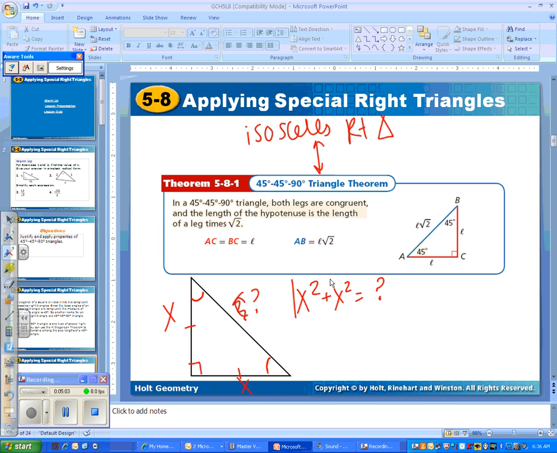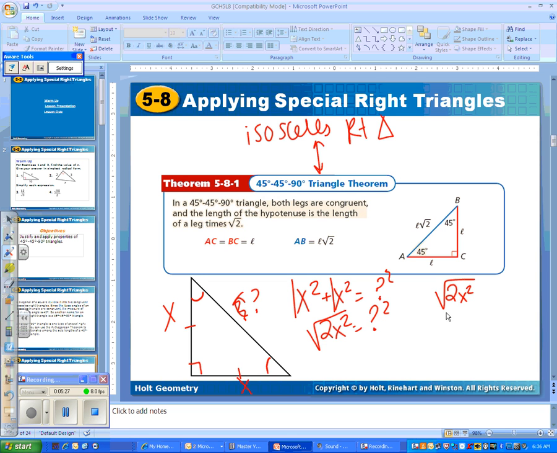1x squared plus 1x squared is 2x squared equals whatever the hypotenuse is squared. So then we have to square root it, correct? To find out what the hypotenuse is, we have to square root this side. So we have a radical 2x squared that we need to simplify, and whatever that is, that's going to be our hypotenuse.